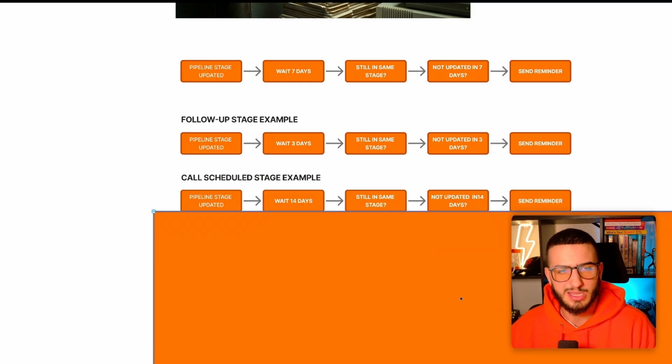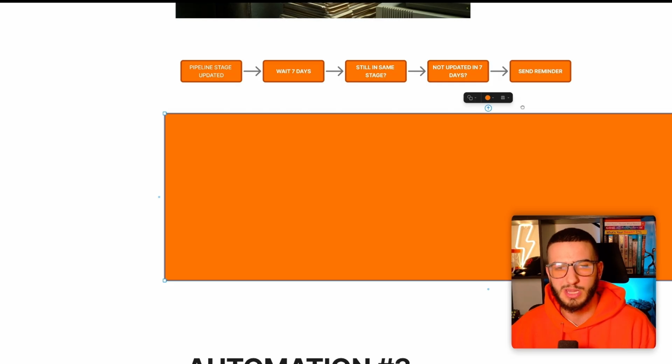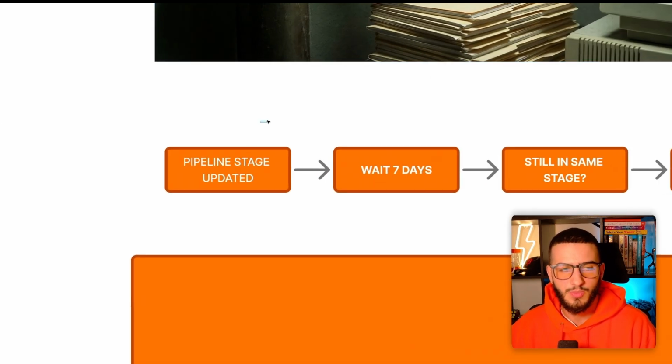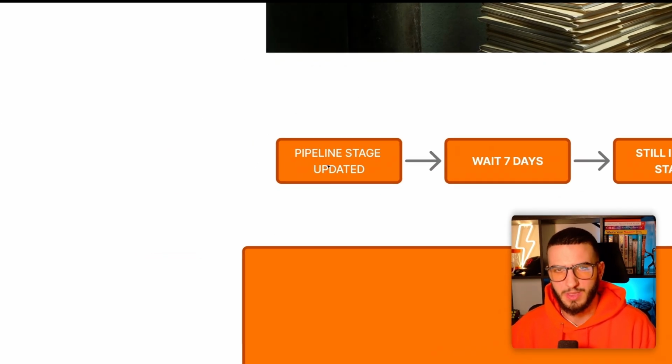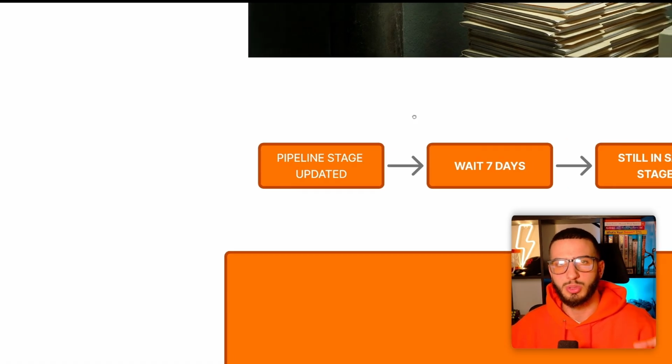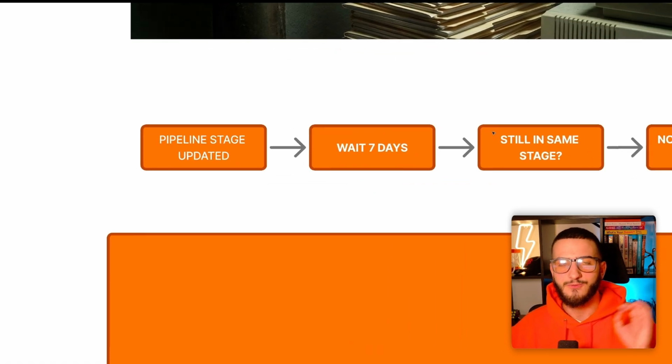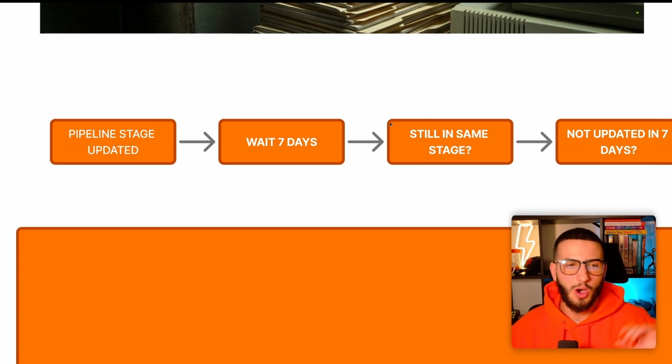Now, I always recommend breaking it down into different stages. But before we get into that, let's talk about what this actually looks like in action. Very simple. Whenever there's some sort of pipeline stage update, you basically want to set a reminder or some sort of trigger that waits for 7 days. And then from there, check if after 7 days, or after a period of time, they are still in the same stage. Now, this is important.